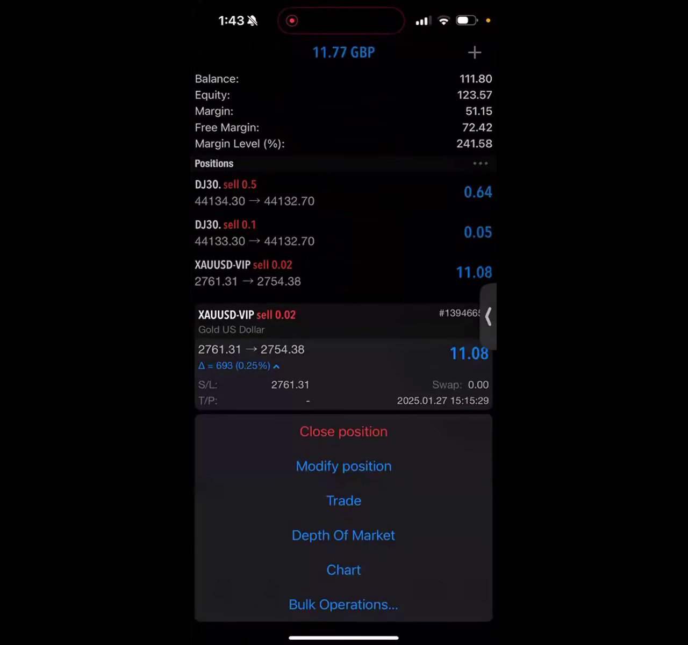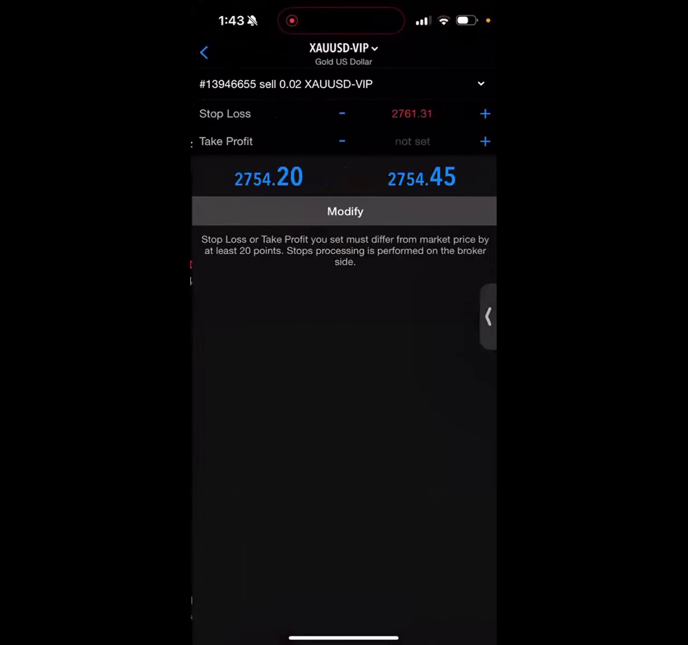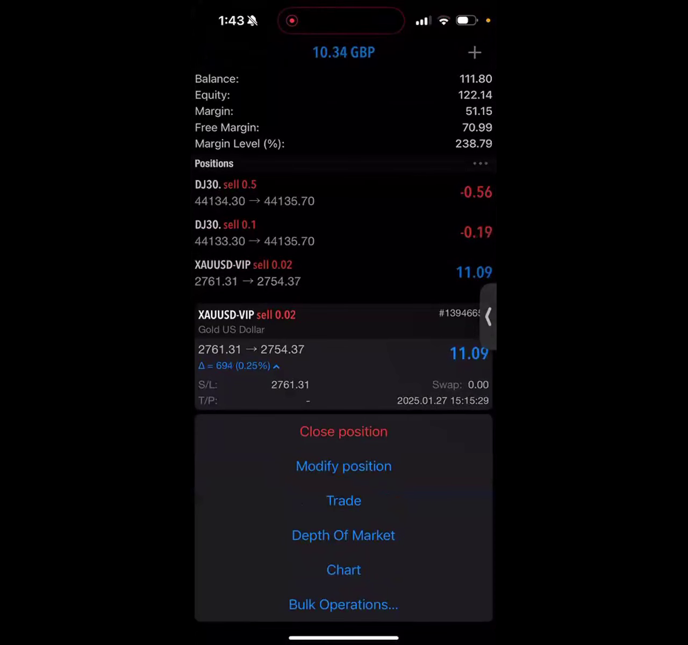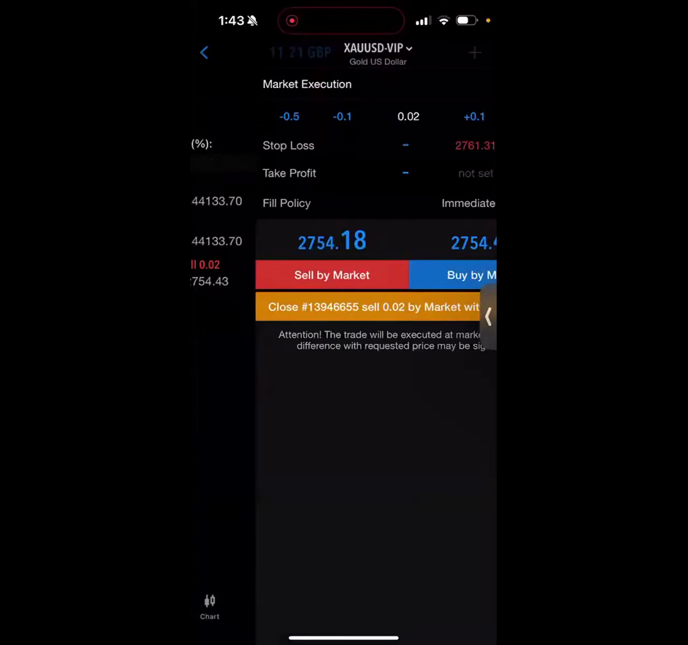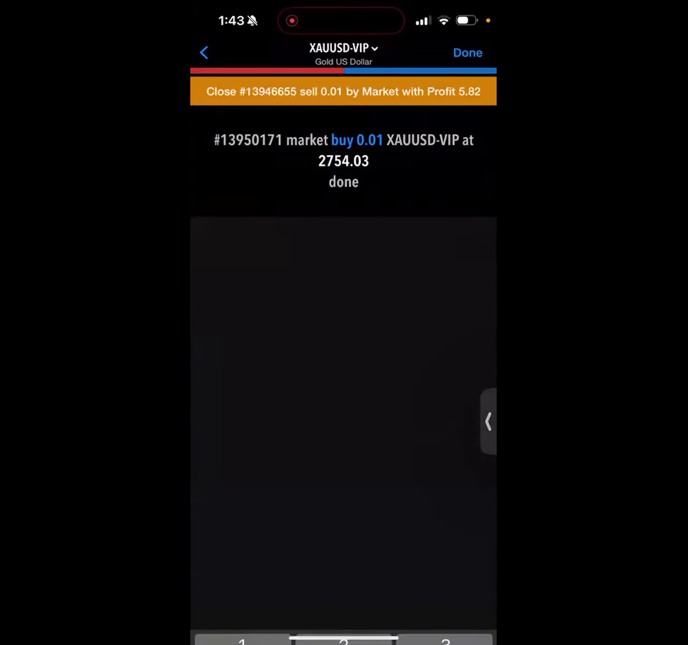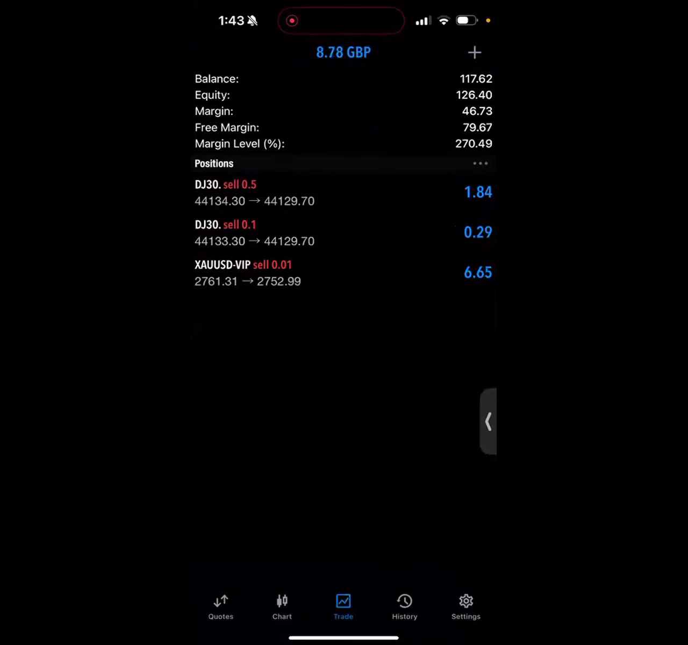I'll click on the trade, click on modify position. Okay. I want to take partial profit first. So I'll click on close position, reduce this to 0.01, right? And then close. You can see my profit has reduced because I've taken out of it, and my lot size too. Can you see it?